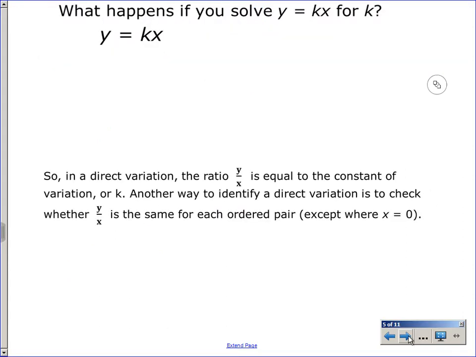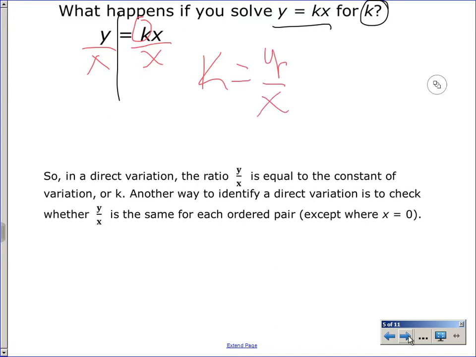So now what happens if you solve y equals kx for the variable k? These are literal equations that we're solving. We've done this before. What I would do is, I'm trying to solve for k. I look at x. X is attached through multiplication. Inverse operation is division. So my equation becomes k equals y over x. So in a direct variation, the ratio, comparing two things, is equal to the constant of variation, or k.